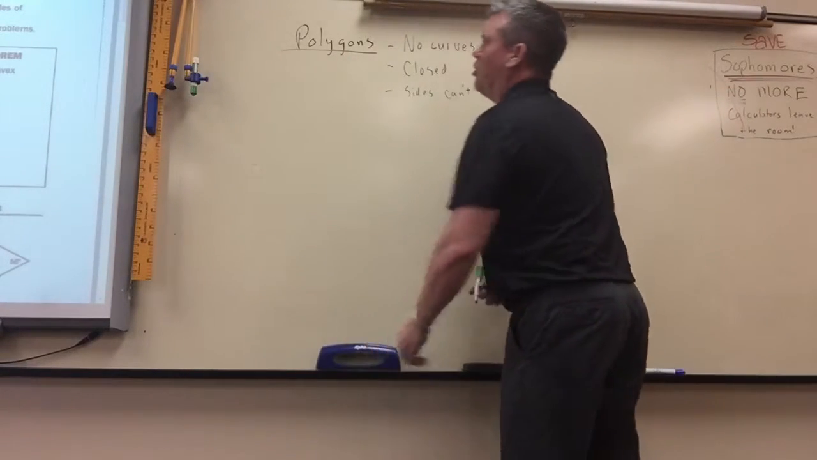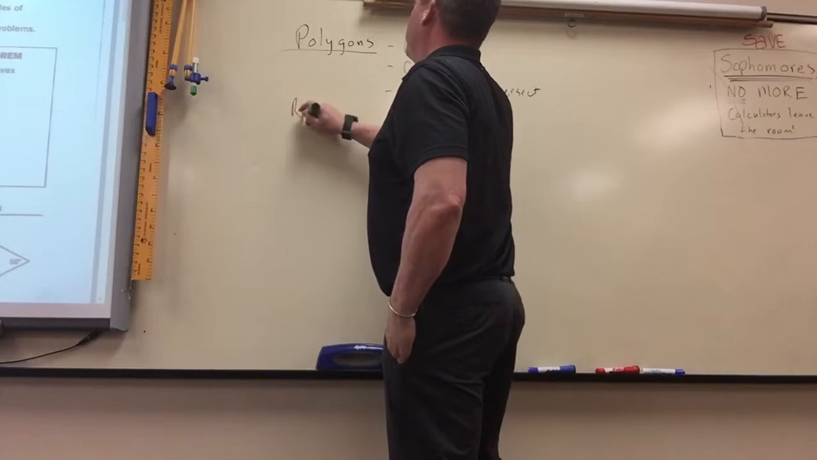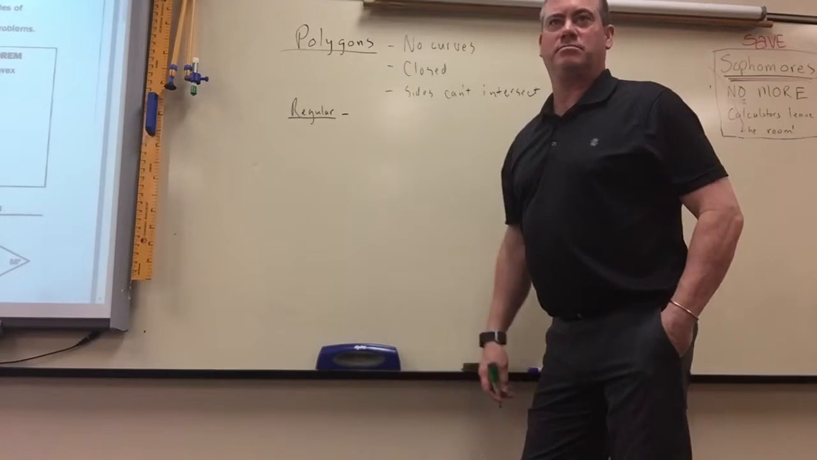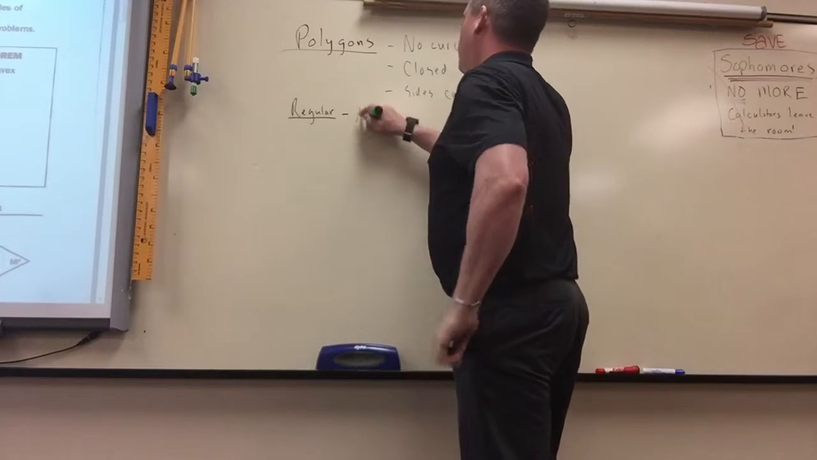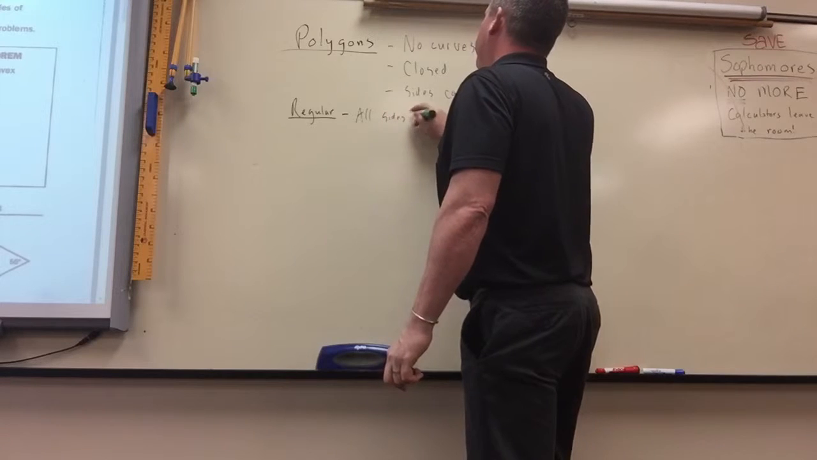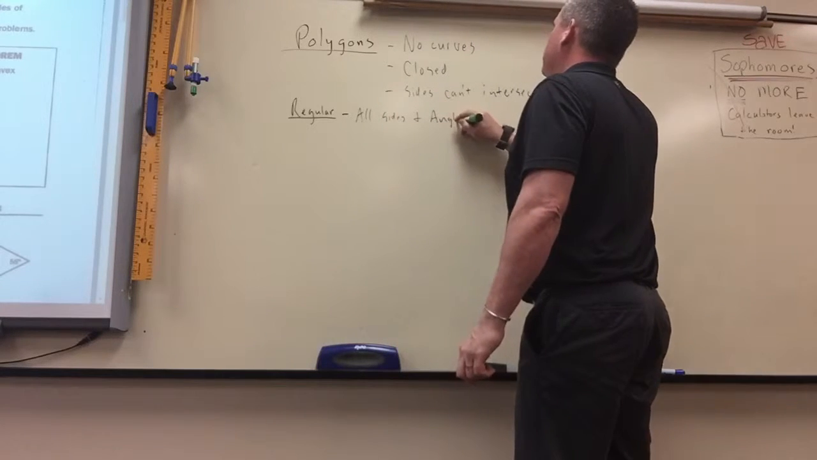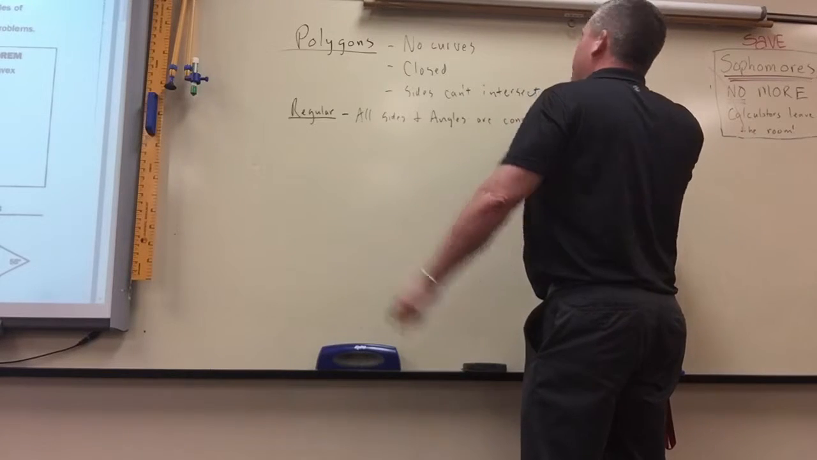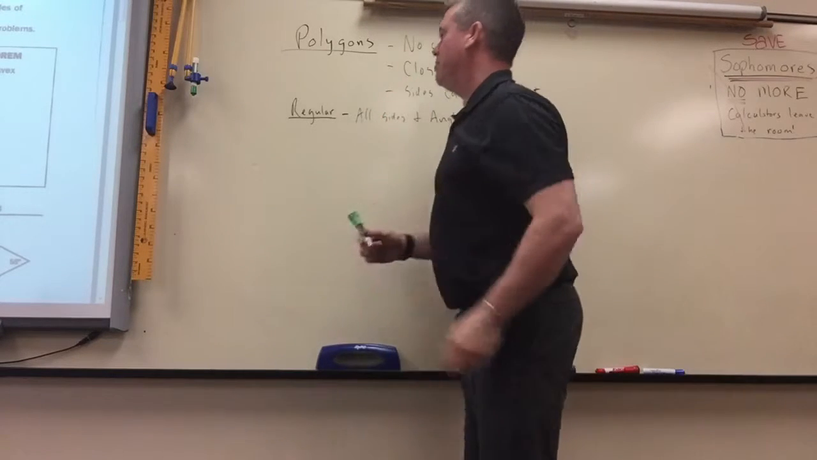Mostly what we're going to be doing is going to be regular polygons. Remember what that is? All sides and angles are congruent. So we've had this, what we're doing in this first section, we've had it before.